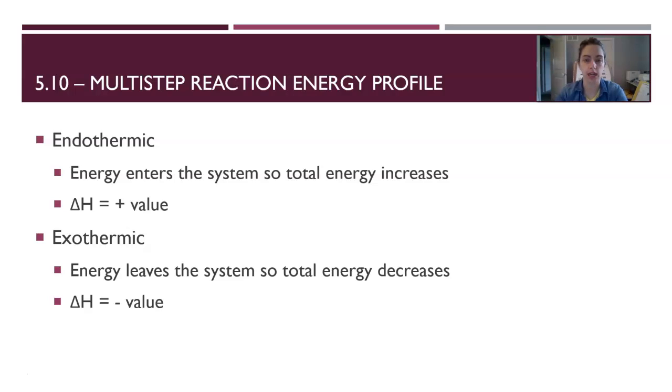So as a reminder, an endothermic reaction is a reaction in which energy is going to enter the system. So the total energy of the system will increase. This is usually demonstrated by a positive delta H value. An exothermic reaction is one in which energy leaves the system, so the total energy will decrease. This is often represented by a negative delta H value.